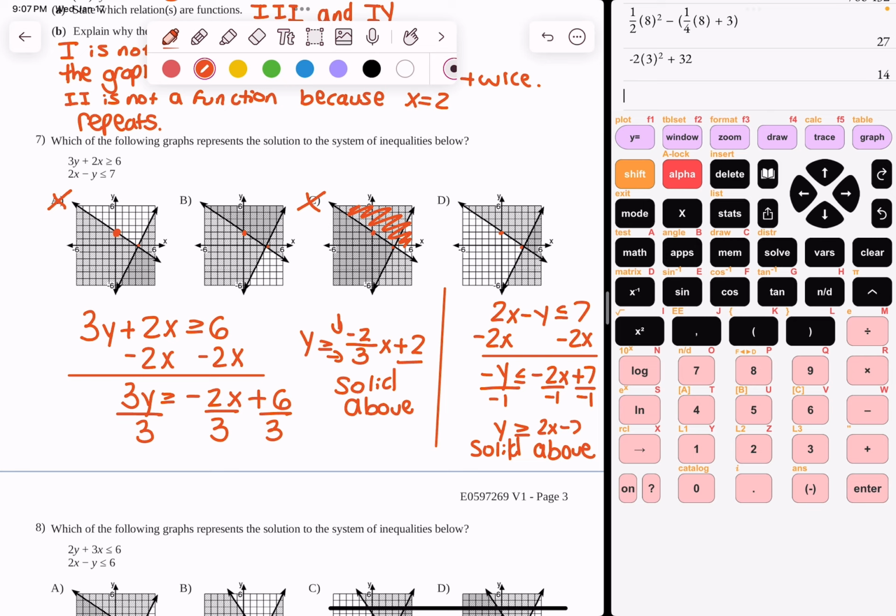All right. B, this is my second line. I need to see, did they shade above? Here they did shade above. That's good. But here, they shaded below, making that one not good. So our answer would be choice B.